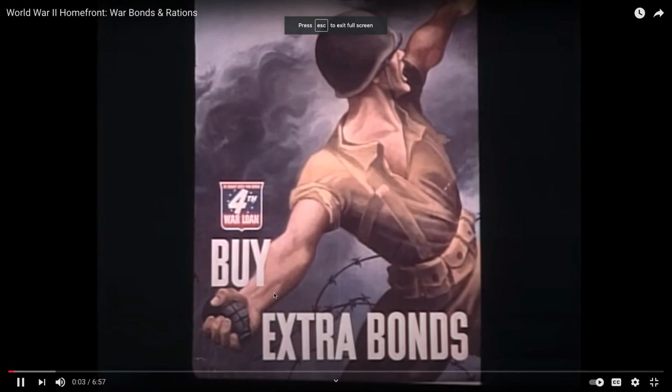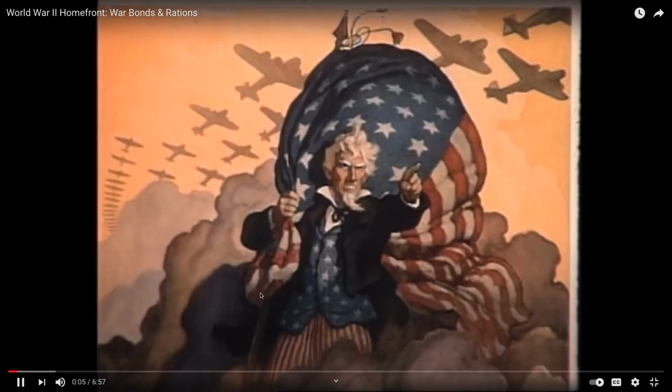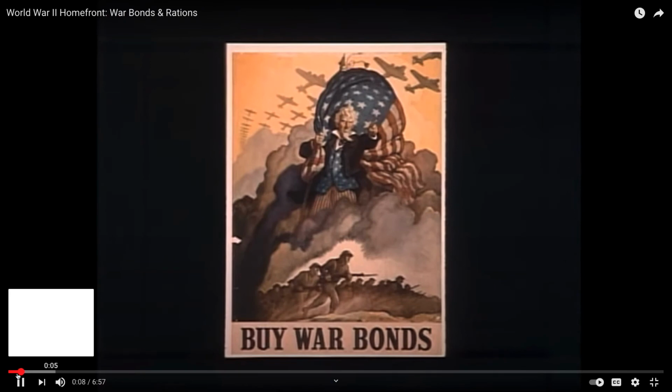For $18.75, an American could buy a $25 government bond, save for the future.